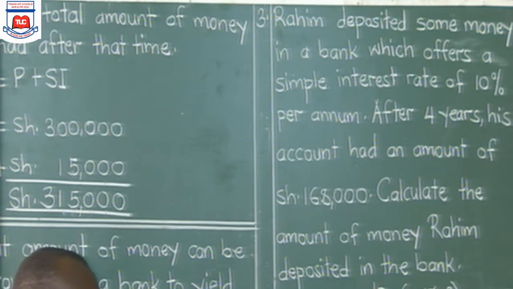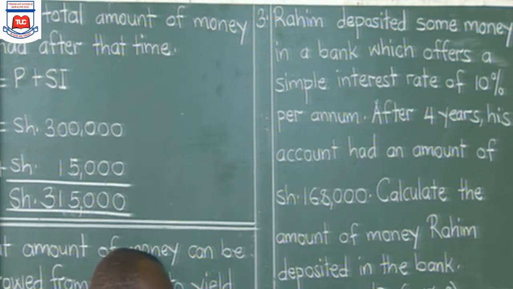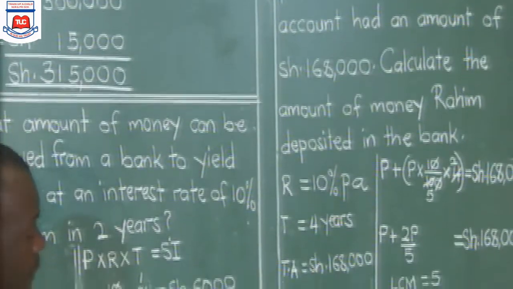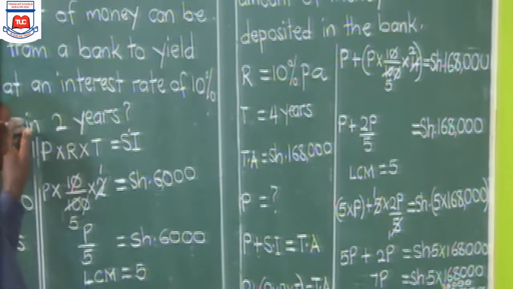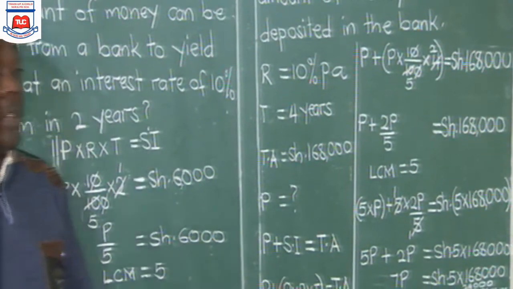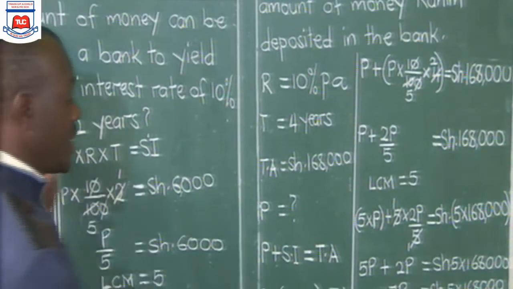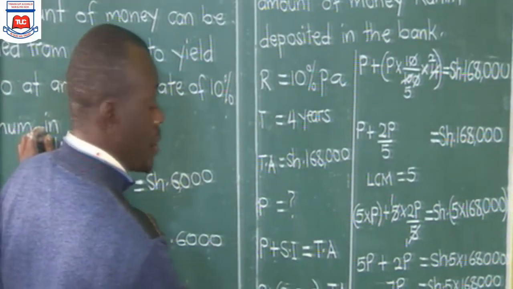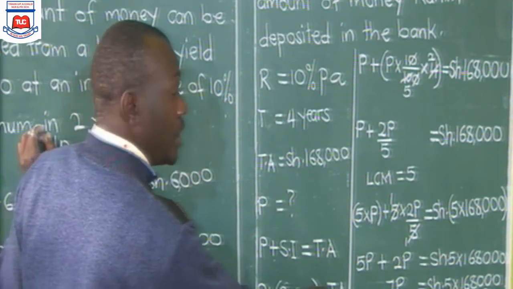Now, the fact being that we have got a total amount, we are going to go via that total amount formula to find what is not given. So you state it that principal plus simple interest is equal to total amount. Before you substitute, remember that simple interest has a different formula, which is principal times rate times time. That's why you say principal plus principal times rate times time equals total amount.